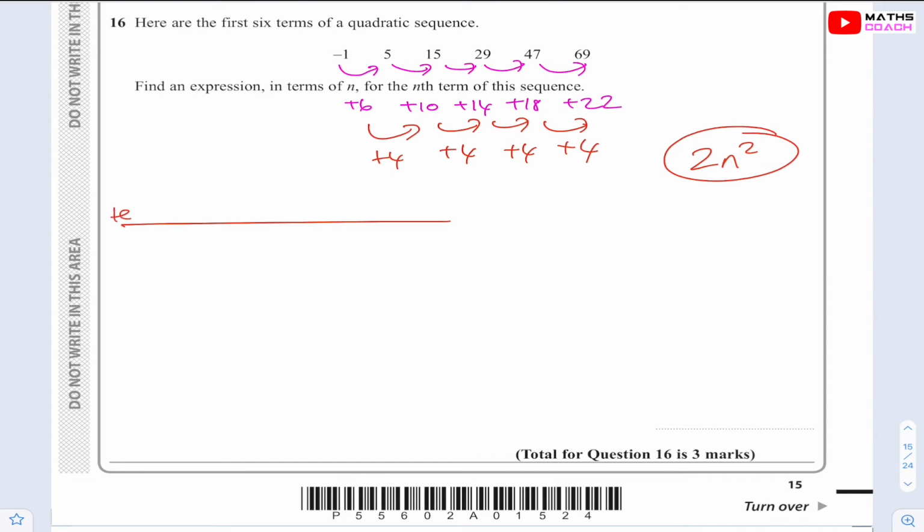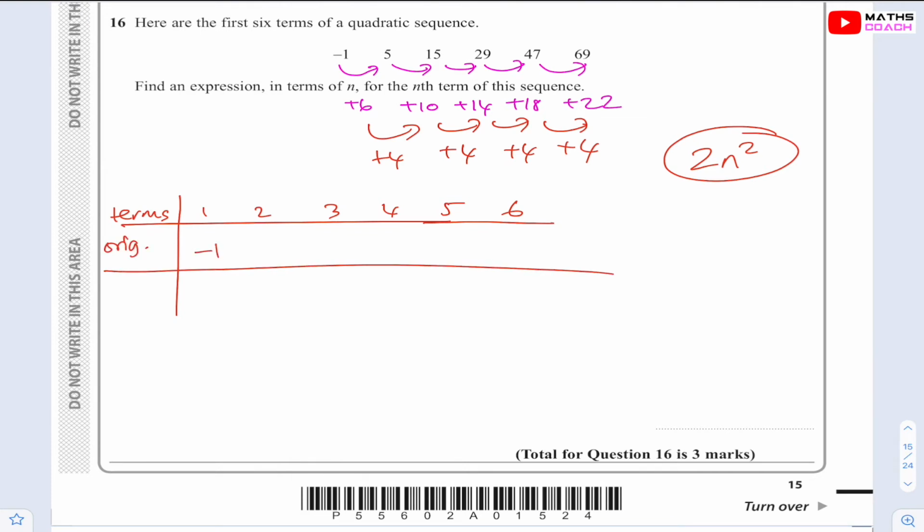So you have the term numbers here. So these are just simply term number 1, term number 2, 3, 4, 5, and 6. There are 6 terms here. And you have the original. And the original is -1, 5, 15, 29, 47, and 69.